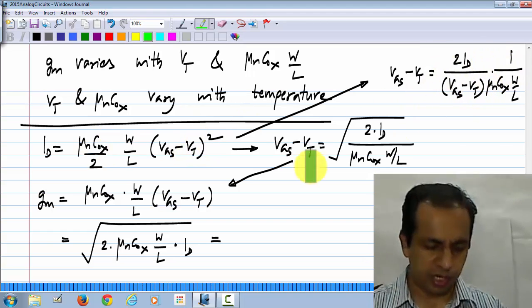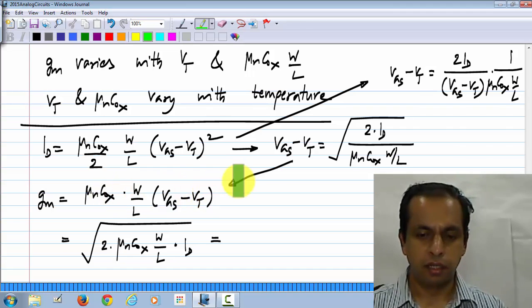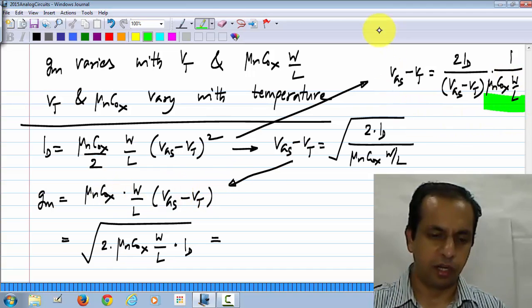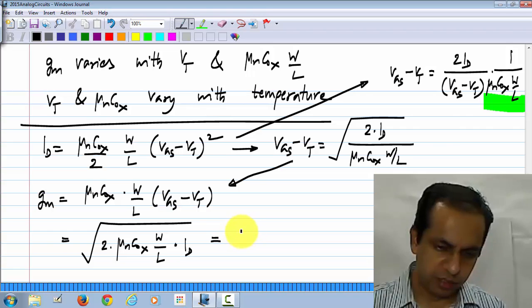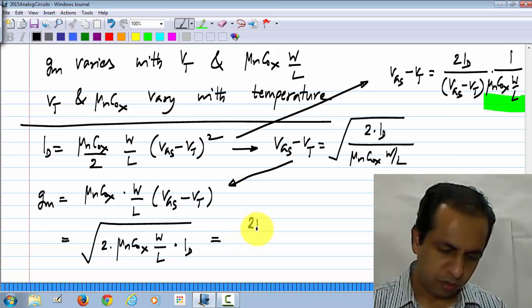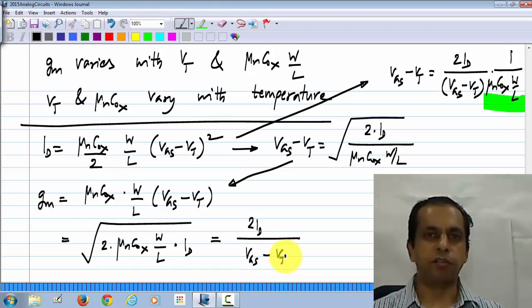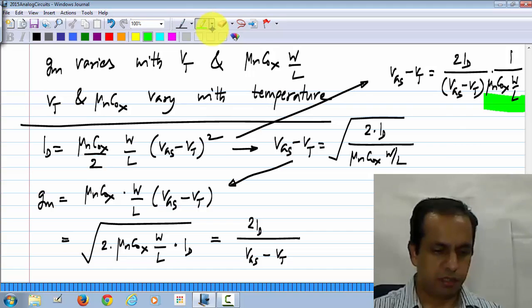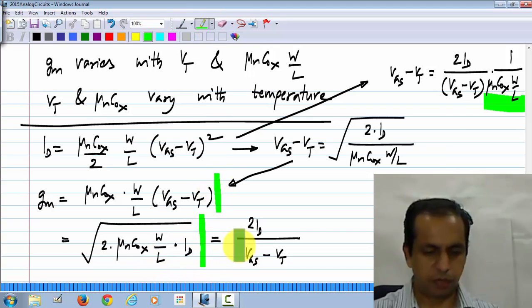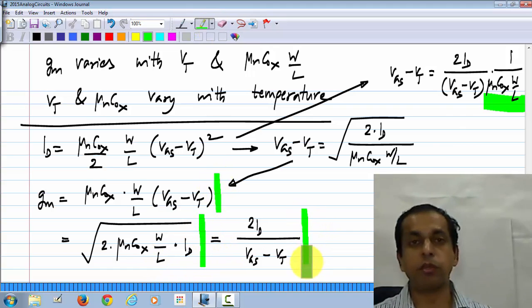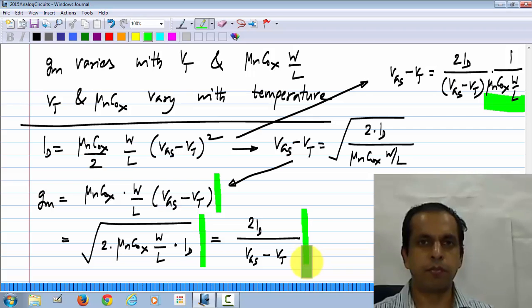And if I substitute that in here, this part will get cancelled out and I'll get 2 times ID divided by VGS minus VT. So I have 3 different expressions for GM, this one, that one and that one, and all of them are correct. Of course, they are merely rearrangements of the same expression, but each one is useful in a different context.